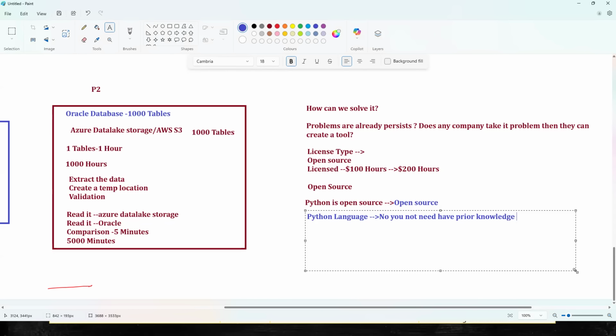What is the prerequisite? If you know SQL, that is well and good. You should have SQL knowledge. That is more than enough for us to go ahead and teach you.